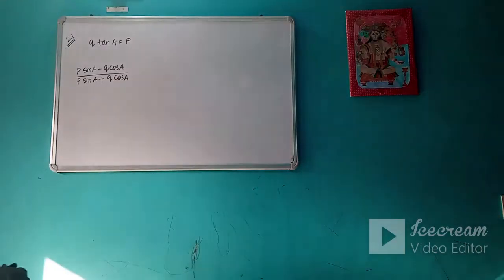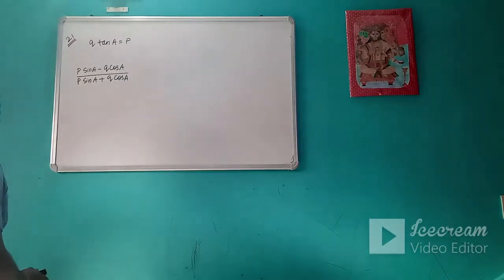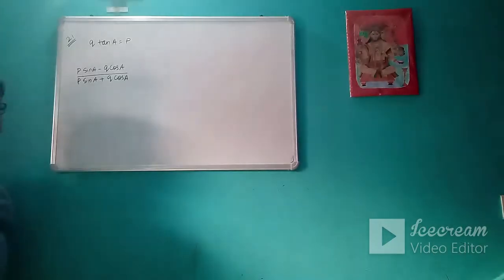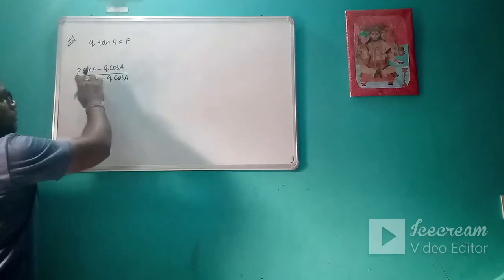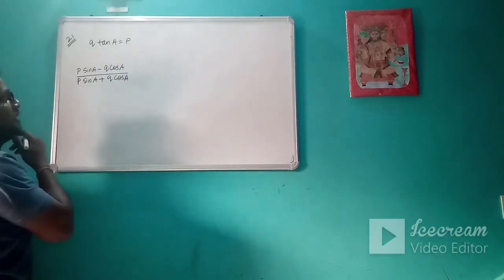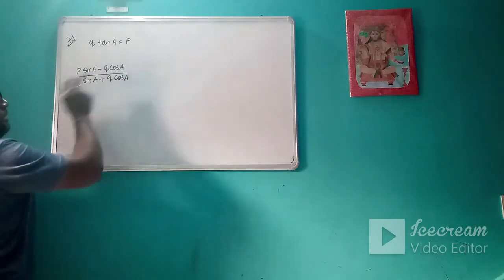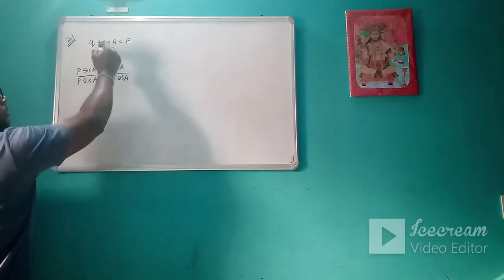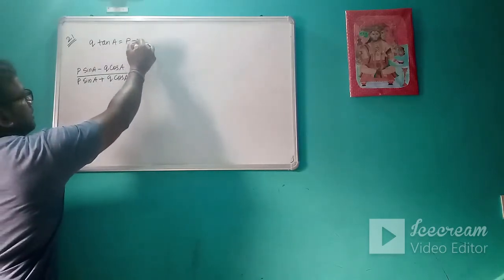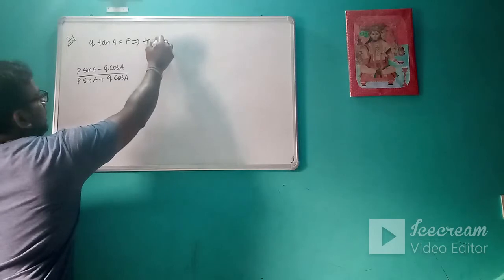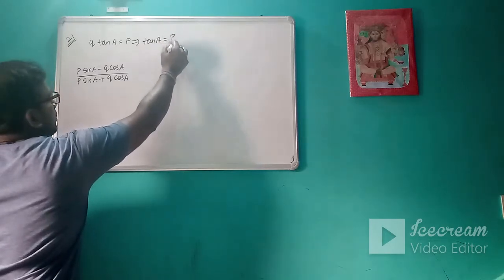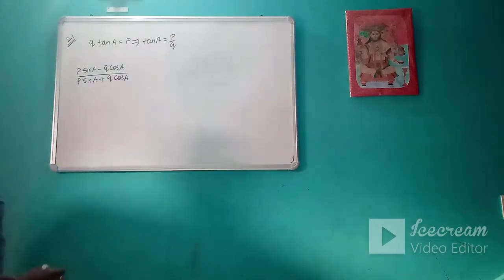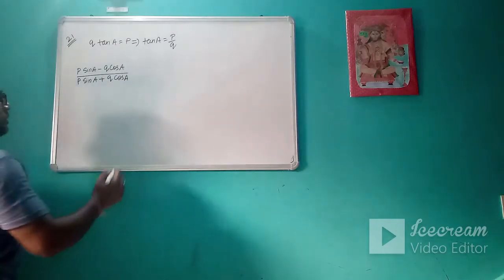Okay, let's discuss one more question. So tan A equal to P upon Q is given, and with the help of this value we have to calculate the value of (P sin A minus Q cos A) upon (P sin A plus Q cos A). So what we will do, we will write it like this: tan A equal to P upon Q.